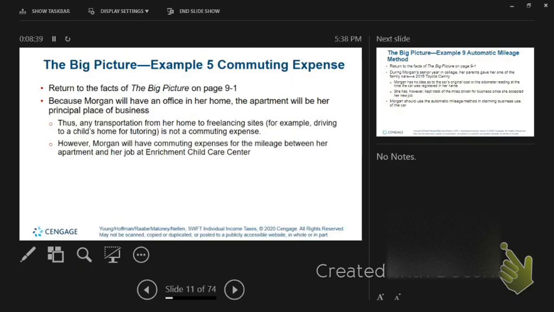Now, that is not commuting because her home office is her home. Okay. Now, commuting expense between her apartment and her enrichment child care, she cannot deduct that. That is commuting when she goes to her regular day job.